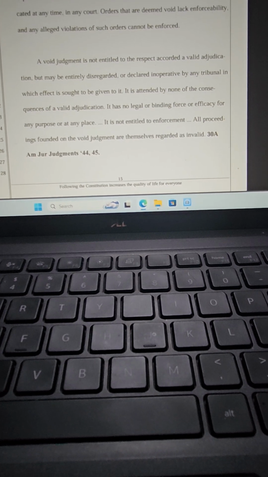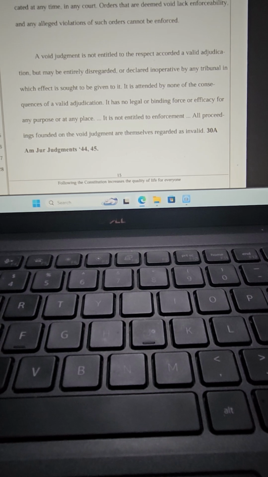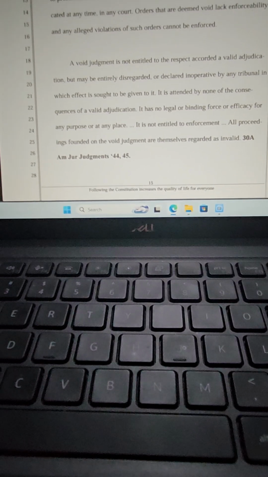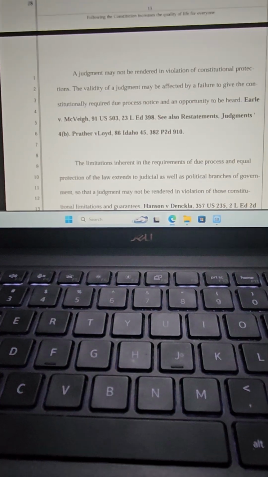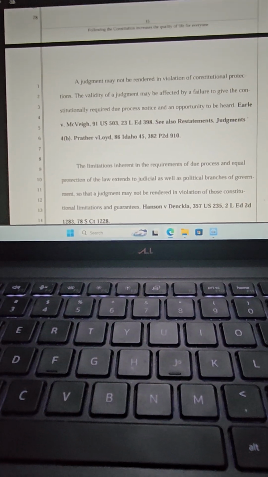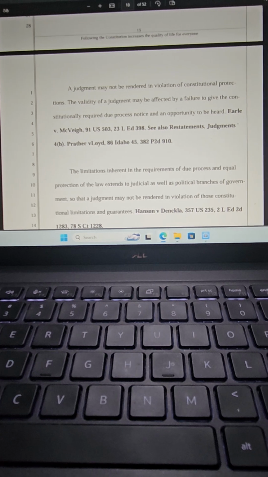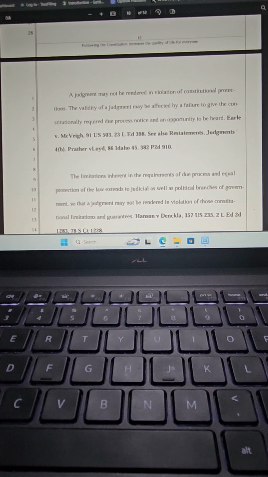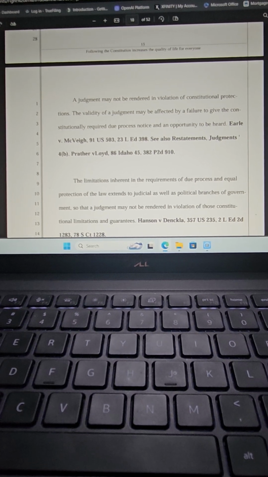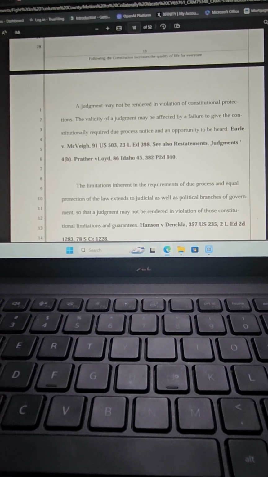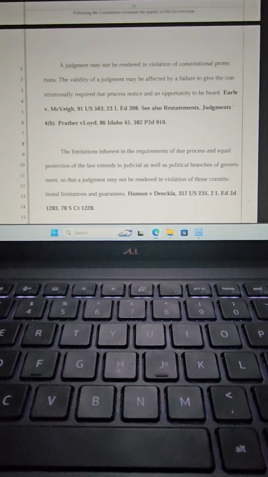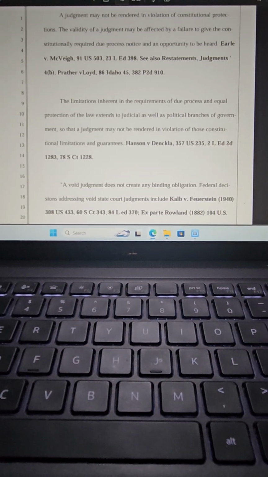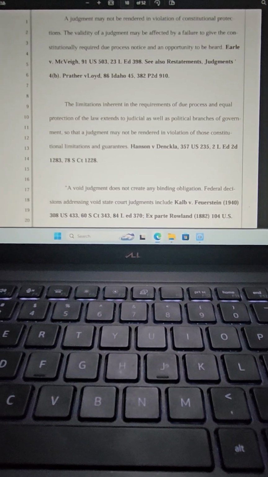All proceedings founded on a void judgment are themselves regarded as invalid. That's 46 American Jurisprudence, Judgments, pages 44 and 45. That's a legal treatise. A judgment may not be rendered in violation of constitutional protections. The validity of a judgment may be affected by failure to give constitutionally required due process, notice, and an opportunity to be heard, right? Kind of like when you guys were having ex parte communication and submitted a fraudulent fake drug test to kidnap my child, you piece of fucking garbage.